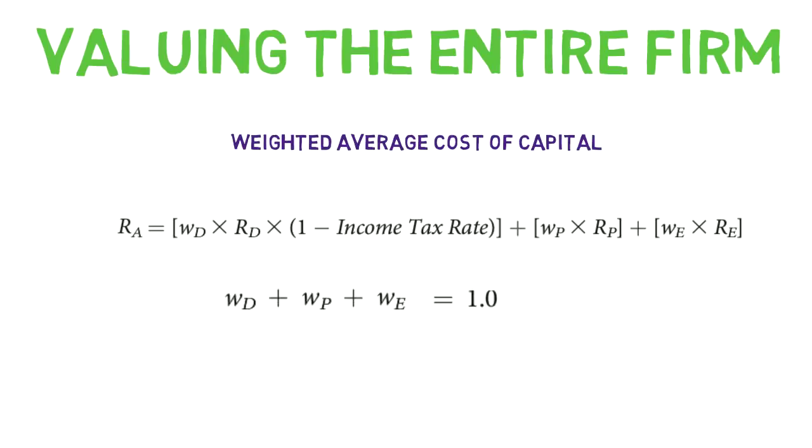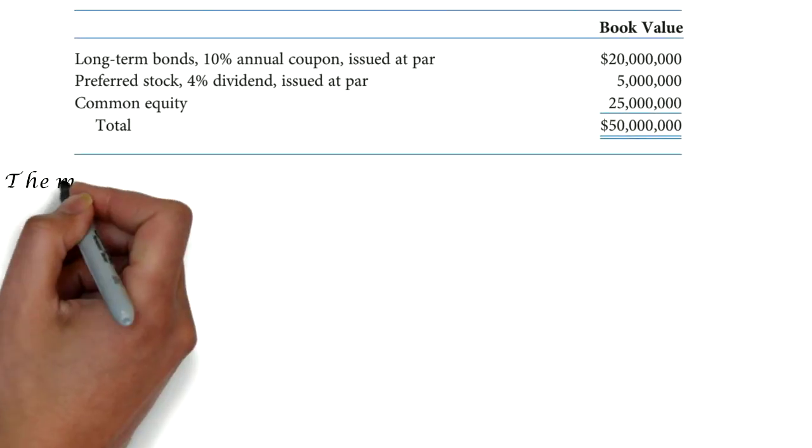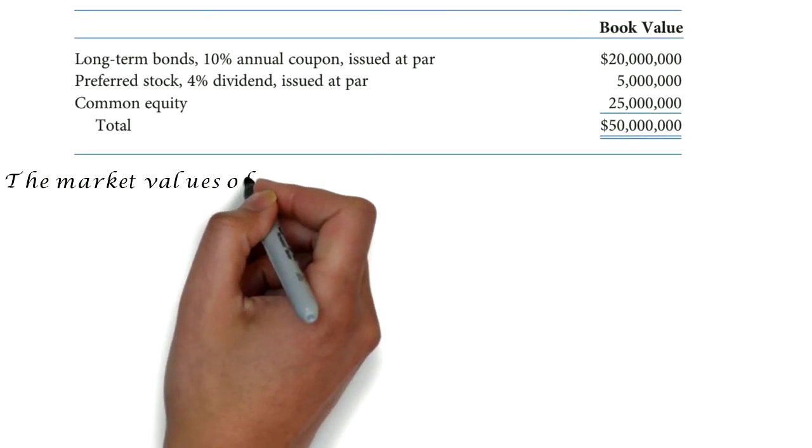On the right side of the equation, the first term in brackets measures the weighted after-tax cost of debt capital, the second term measures the weighted cost of preferred stock capital, and the third term measures the weighted cost of common equity capital. Let's look at an example. Suppose a firm has the following capital structure on its balance sheet. The market value of the securities are as follows.